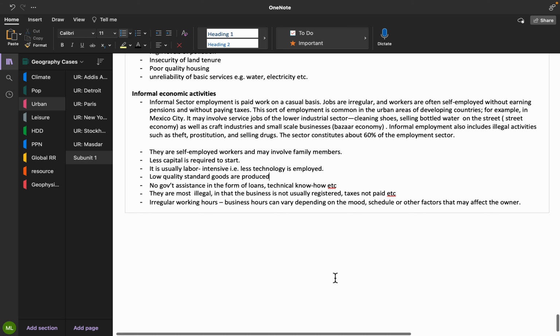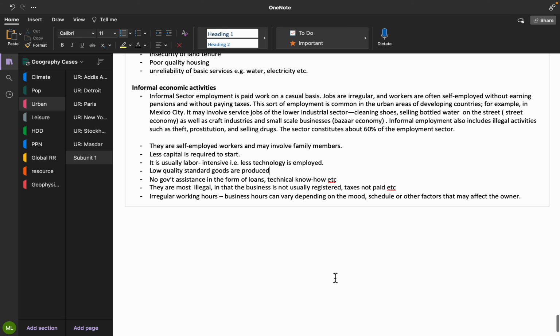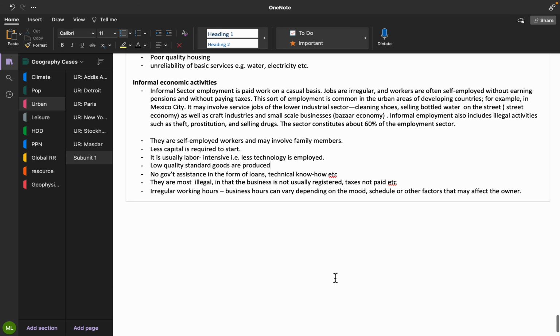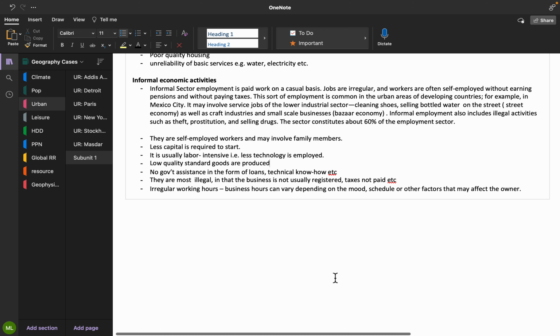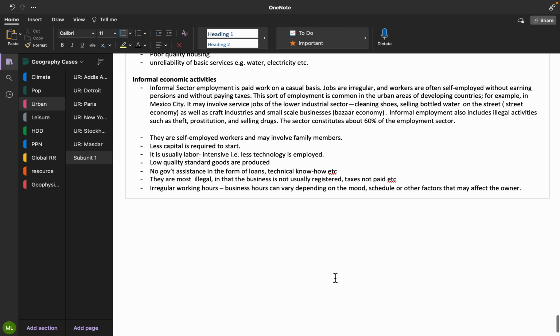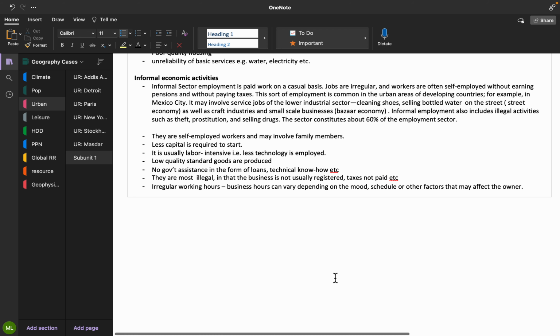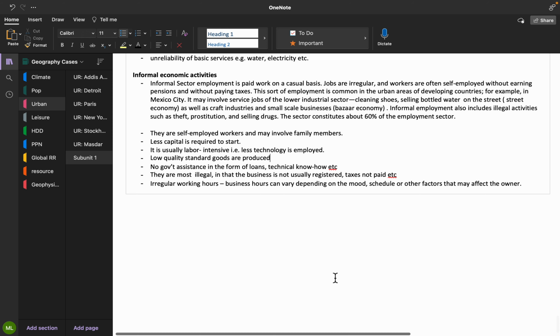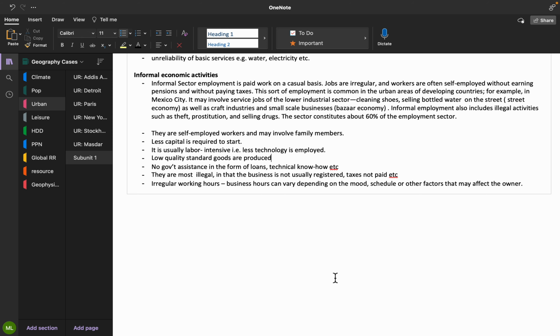And there's no government assistance in form of loans and technical know-how workbooks, and they are mostly illegal. The business is not usually registered, taxes are not paid. It's not going into the government's tax revenues, and it's not going into the GDP of that country. And irregular working hours, business hours can vary depending on the mood, schedule, or factors that may affect the owner.